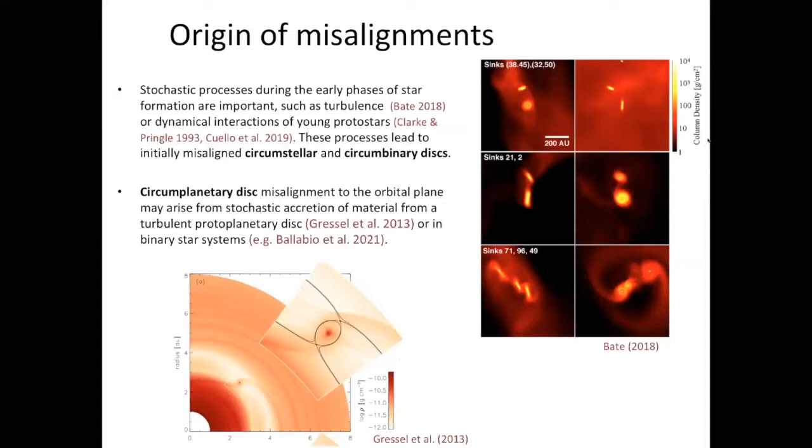Circumplanetary disks form around a giant planet that's forming within a protoplanetary disk. Once the planet reaches a mass of about Neptune, it opens up a gap in the protoplanetary disk, and the continued infall of material forms a circumplanetary disk around the young planet, as shown in the lower left image here from an MHD simulation by Szulágyi et al. And they found that circumplanetary disks can form with a slight misalignment of up to about 15 degrees to the orbital plane of the planet.